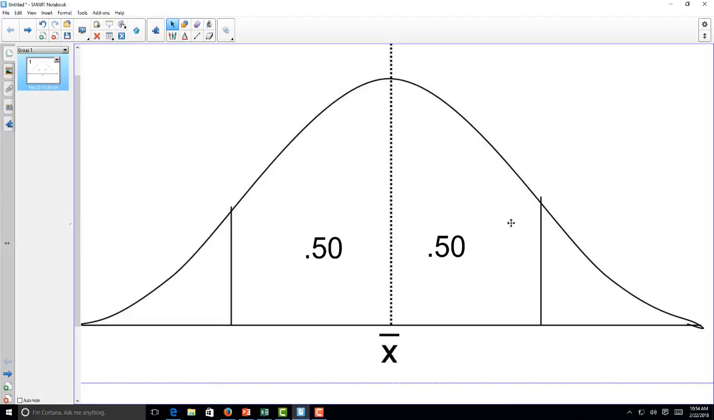And then the third way we're going to look at this is by using Excel. And Excel looks at this curve as a whole as well. So we'll use those 3 methods to solve.